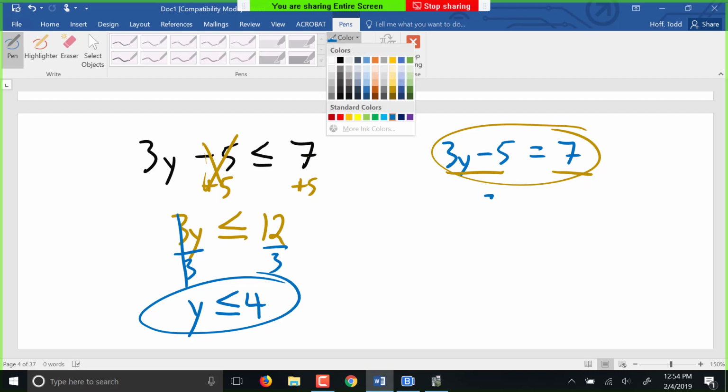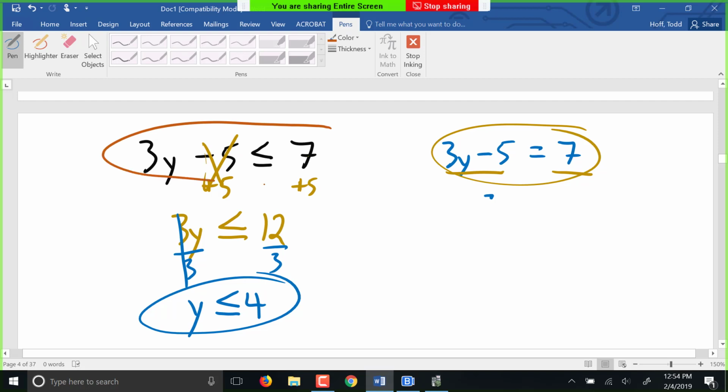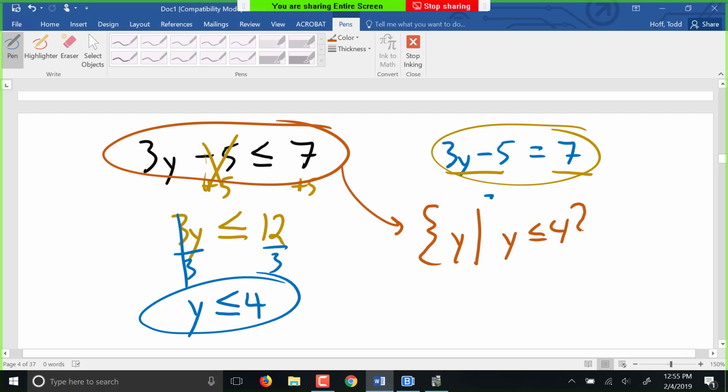So the way we'd list our solution is the solutions to that inequality, 3y minus 5 is less than or equal to 7, is all values of y such that y is less than or equal to 4. Make sense?